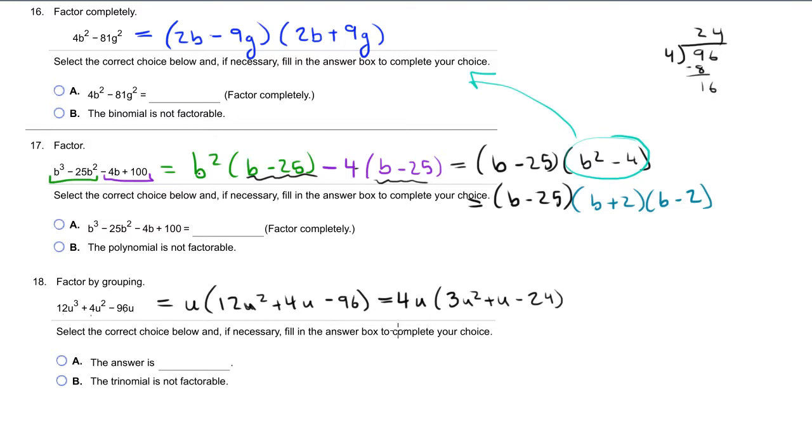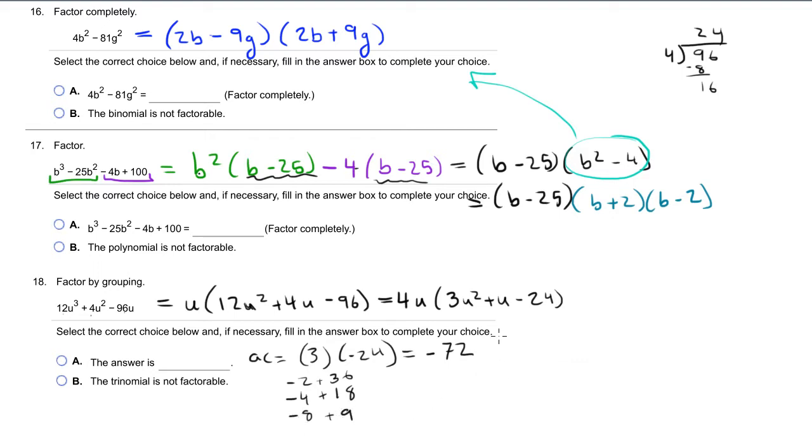Mm-hmm, 24 times. Then we have to do the AC method with AC equal to 3 times negative 24. That's going to be equal to negative, let's see here, 82? No, 72. Negative 2 plus 36, no. Negative 4 plus 18, no. Negative 8 plus 9, yes.